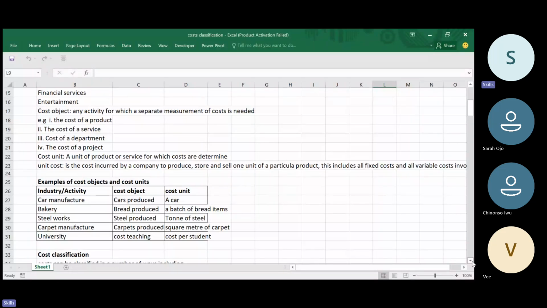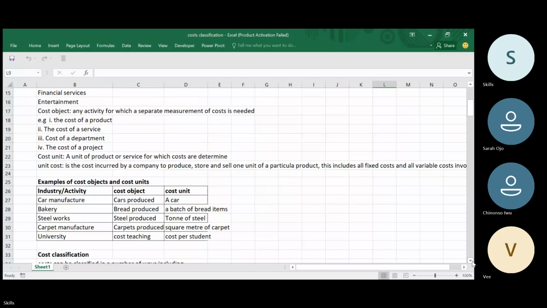Then another example is bakery. In a bakery industry, the cost object is the bread produced. The bread that is being produced is the cost object. Then the cost unit is a batch of bread items. Then steelworks, a company that engages in steelworks, the cost object is the steel produced, and the cost unit is a ton of steel.